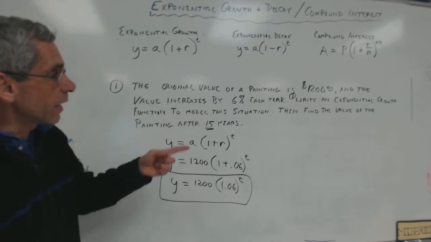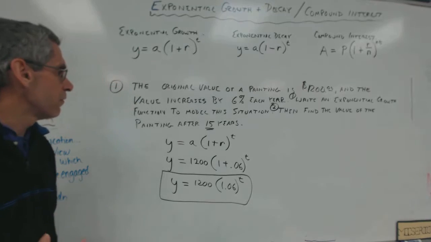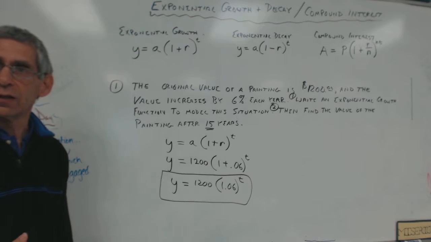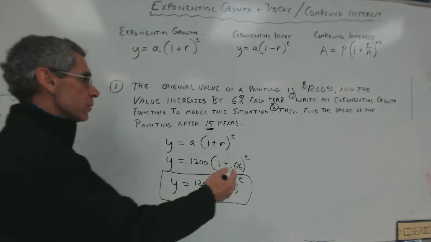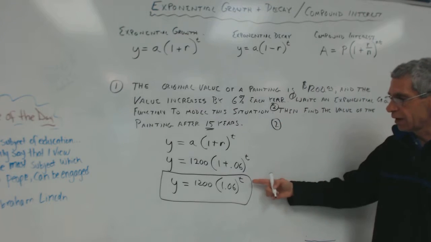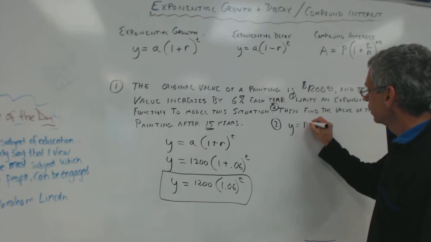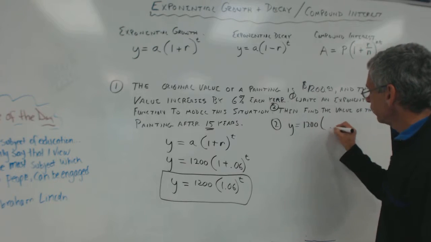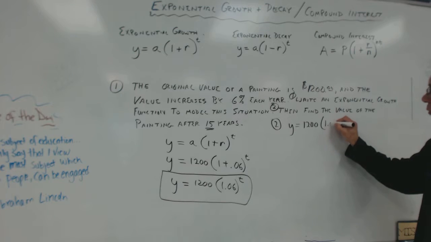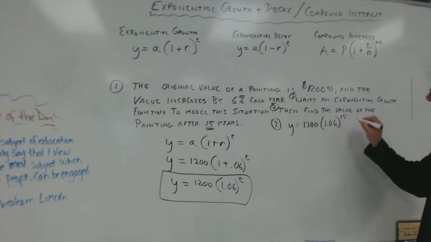Now they're saying the second part, number 2: then find the value of the painting after 15 years. So now, to find the value after 15 years, I rewrite it, and in place of t, I put 15. 1,200 times (1.06) to the 15th power.